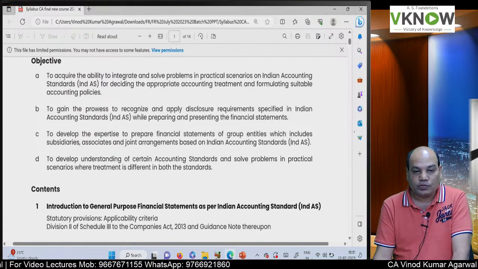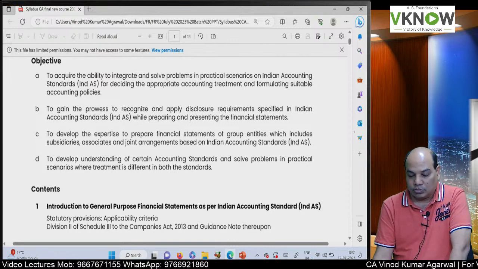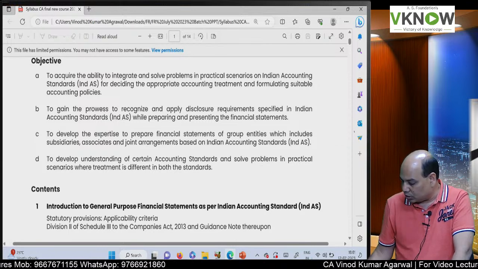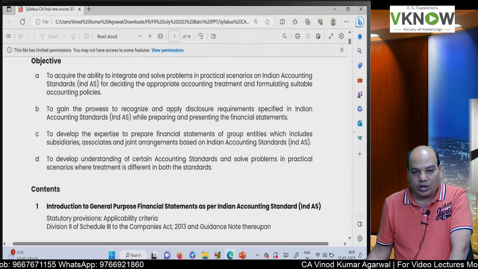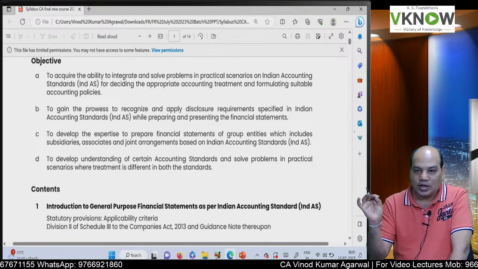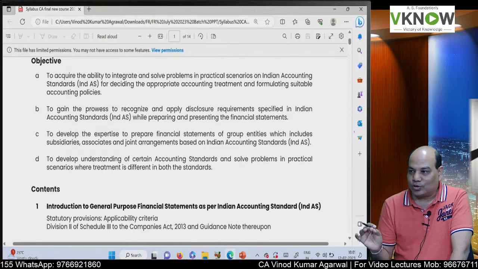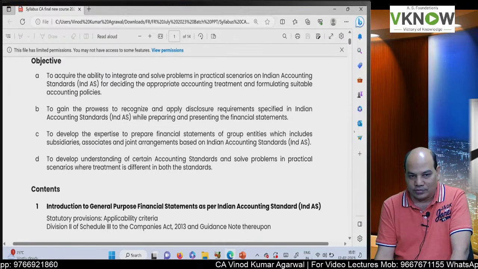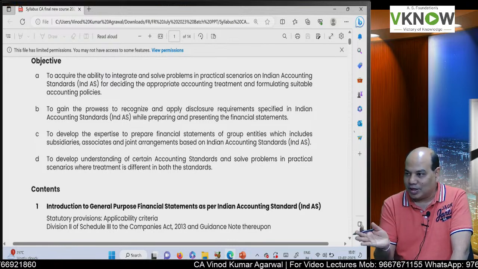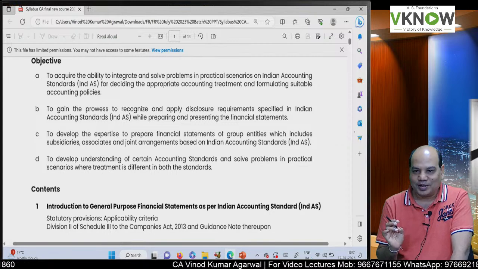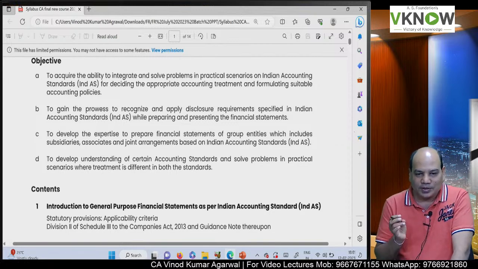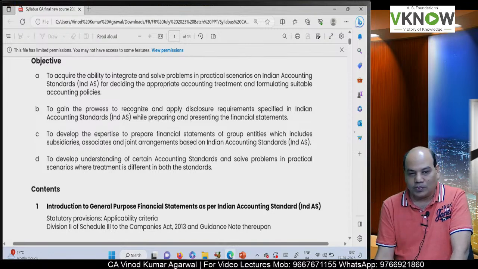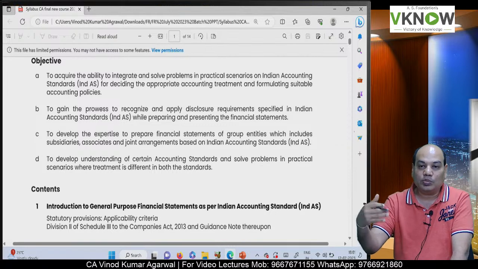and it will be very useful for you after you qualify, because more and more companies will come under Ind AS. More and more companies will follow Ind AS. Not only companies which are listed are supposed to follow Ind AS. Not only companies which have net worth above 250 crores are required to follow Ind AS, but their subsidiary companies, associate companies, joint venture companies, and partnership firms will also follow Ind AS. So the number of companies which are going to follow Ind AS will keep growing.